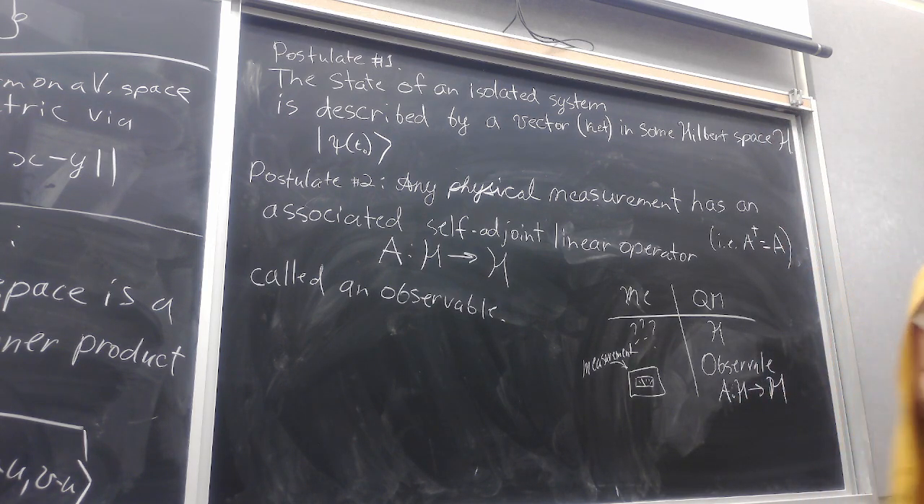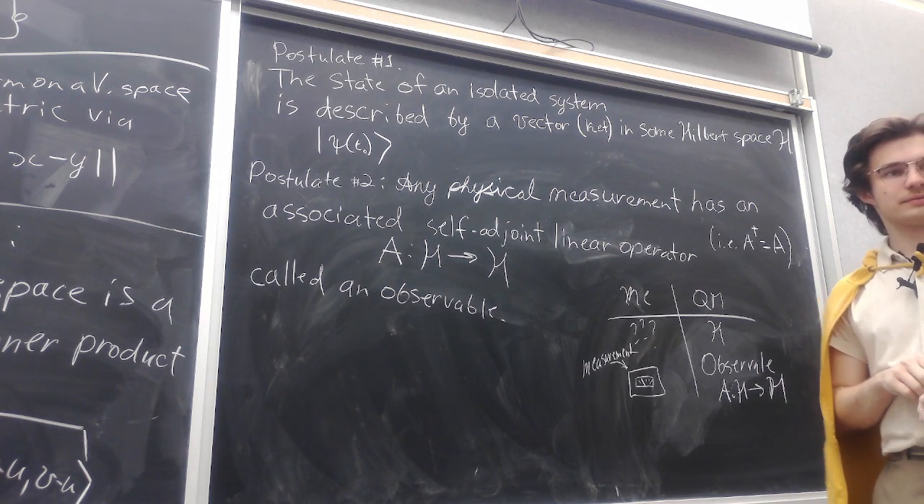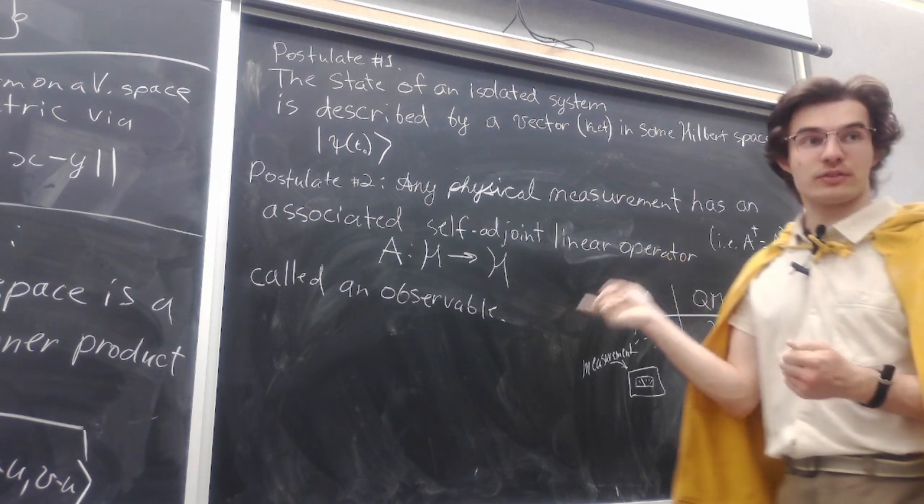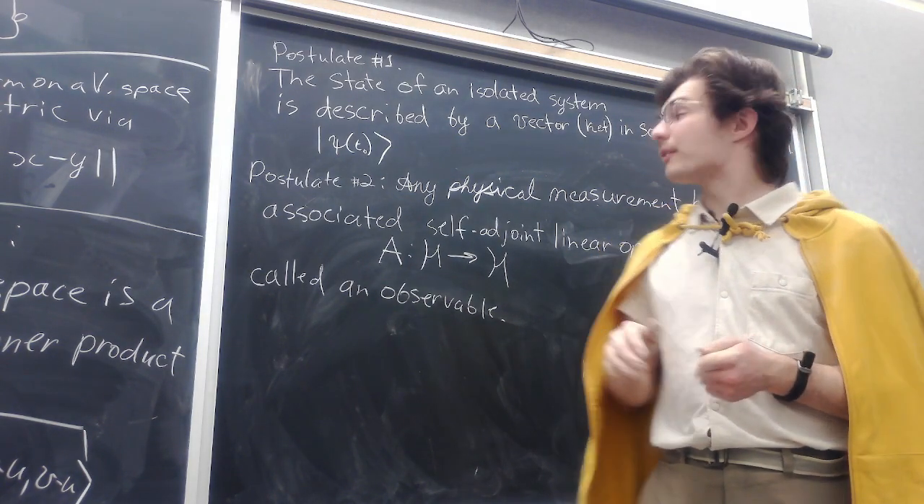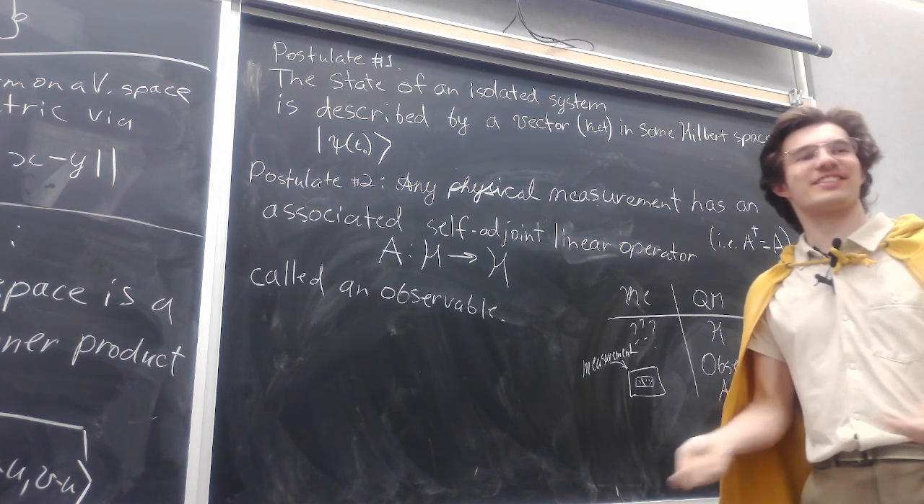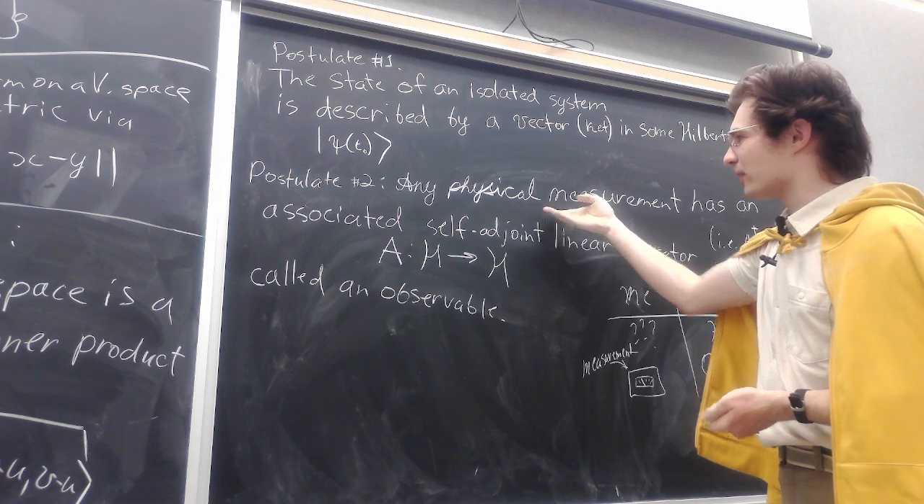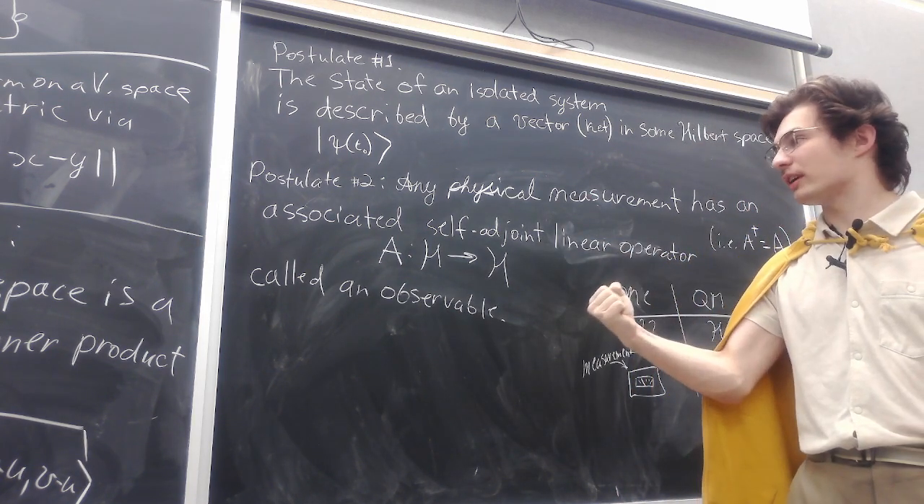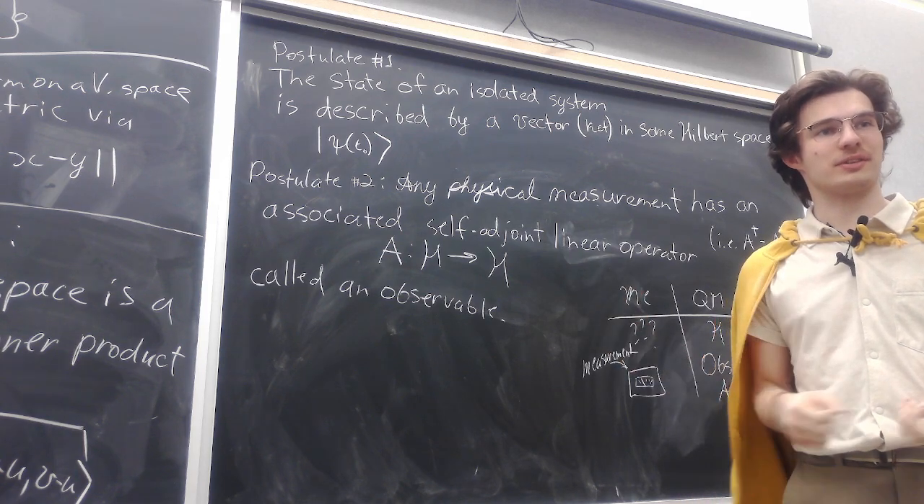Do you not remember what self-adjoint was? Are you asking why the spectral theorem is important for this postulate? We'll see. We're going to write down the next part. I didn't tell you the punchline yet, right? But do you understand that the postulate tells me that if I have a physical measurement, then there must be an associated self-adjoint operator to it?